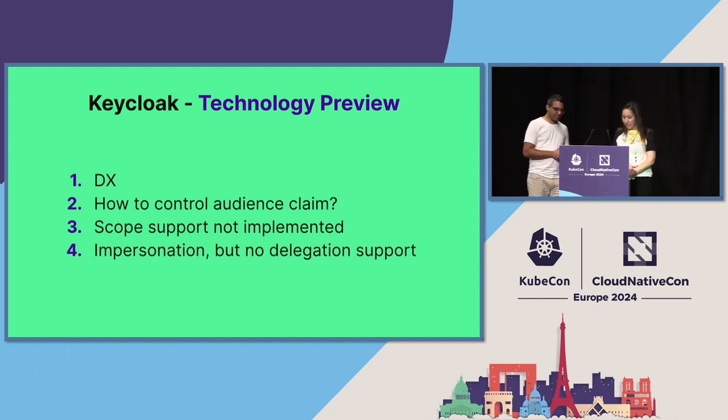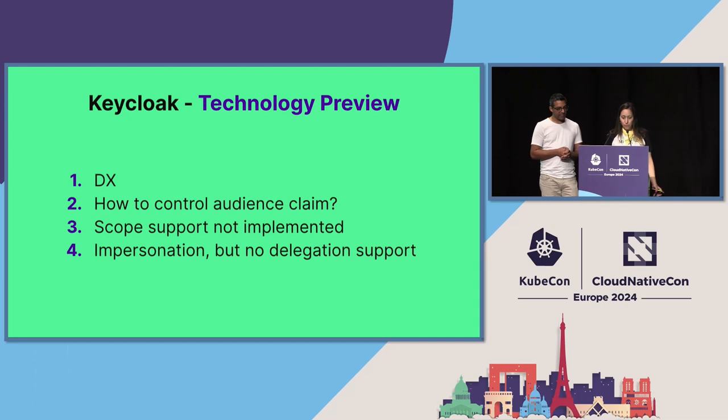In addition, scope support is on the roadmap, but not yet implemented. Scope support is important because it enables us to define fine-grained permissions to an access token.